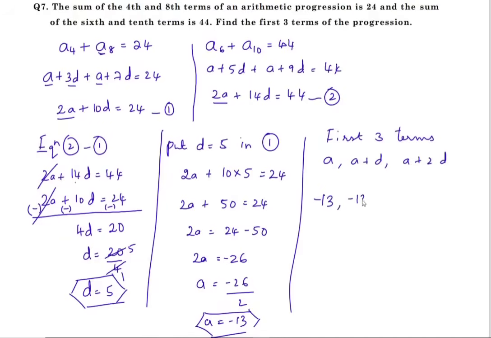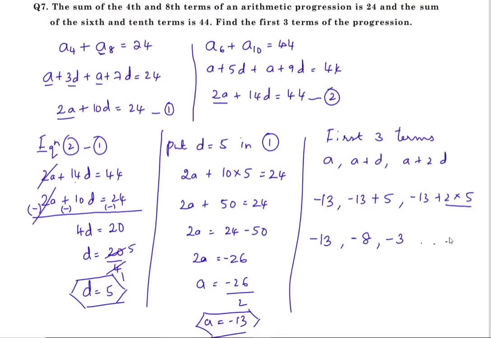Next is minus 13 plus D, where D value is 5, comma, minus 13 plus 2 times 5. Minus 13 plus 5 is minus 8. 2 fives are 10. Minus 13 plus 10 is minus 3. Minus 13, minus 8 and minus 3 are the three required terms of the AP.